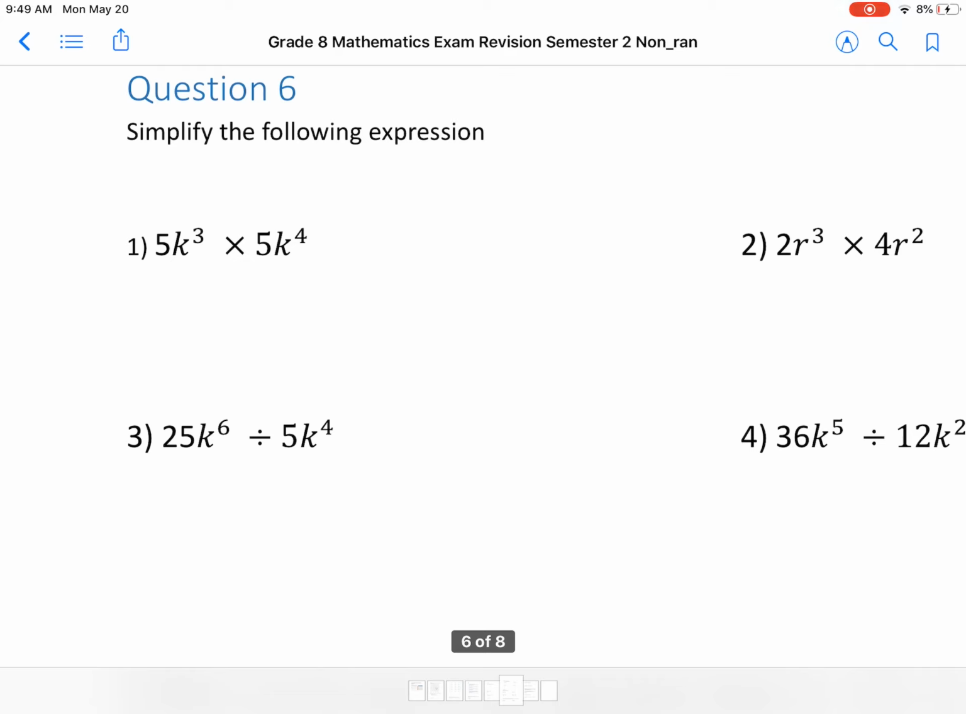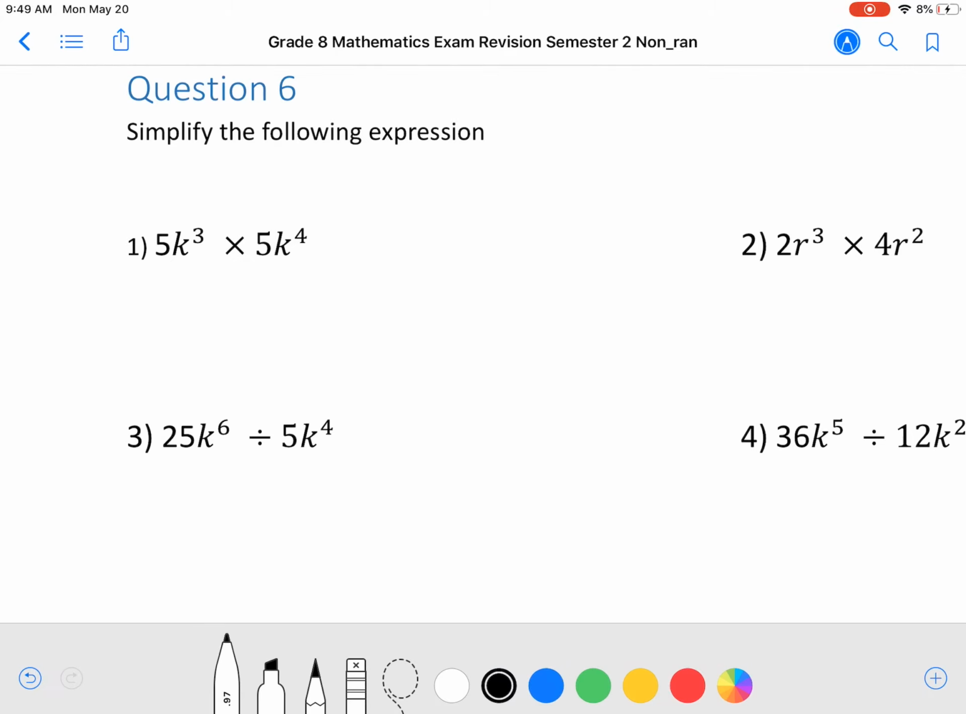And how we'll do this is we first start with 5 multiplied by 5. So 5 multiplied by 5 is 25.